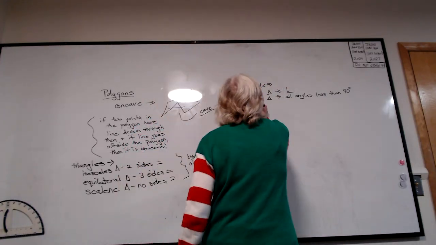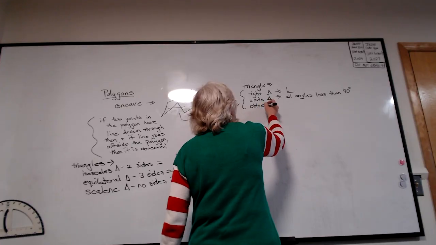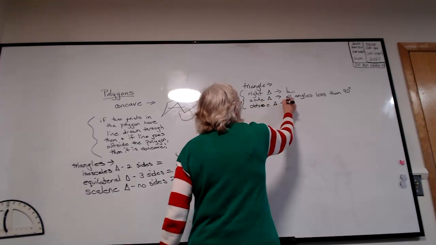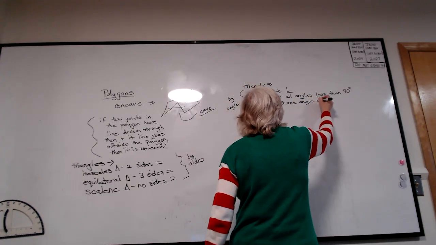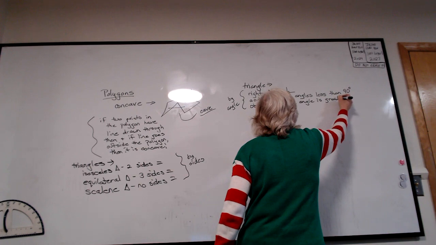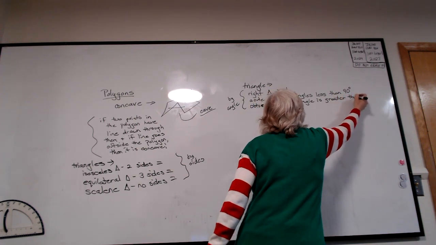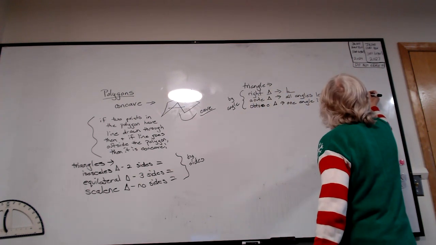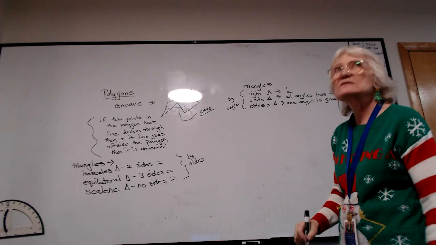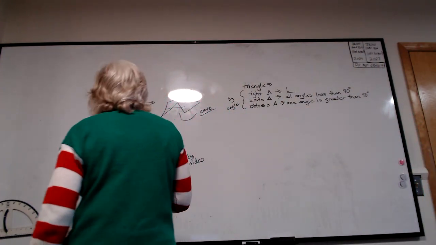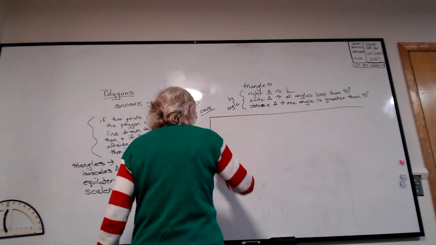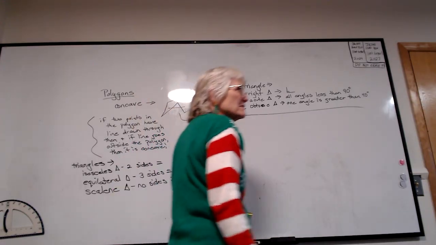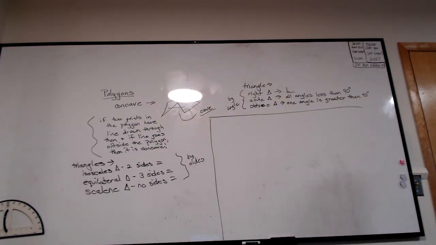Gavin, do you have the next one? Obtuse. An obtuse triangle is one where one angle is greater than 90. Okay, so that's how we classify triangles. It's just by their side lengths and by their angle measures. Okay, I think that warmed us up a little bit.